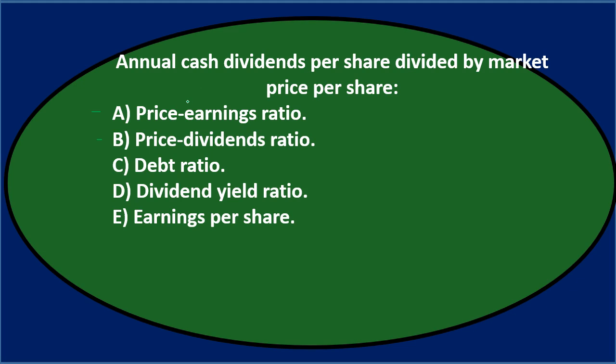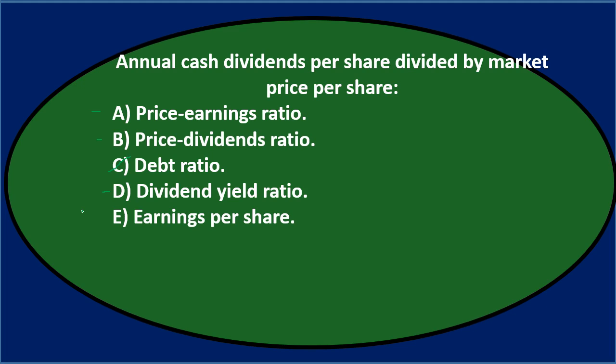C says the debt ratio. You would think a debt ratio would have liabilities in it or something like that. We don't see that, so that doesn't seem right. D says dividend yield ratio. Again, it has dividends in it, and yield, we might not know exactly what that is, so I'll keep that one for now. And then E says the earnings per share.